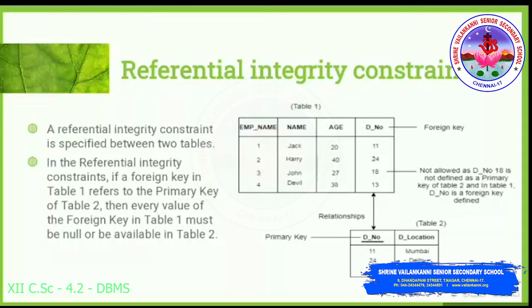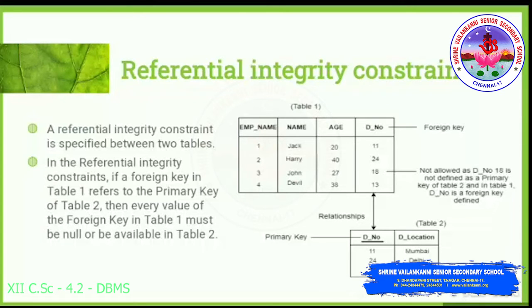So, what is the relationship here? Only the values which are defined under table 2 will be taken into account for the attribute D underscore number in table 1. This is the property of a foreign key. Only then the referential integrity holds, that is, we are referring to the value from one particular column which is a primary key. From that we take the value only and we display it.